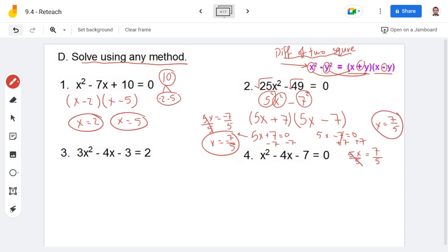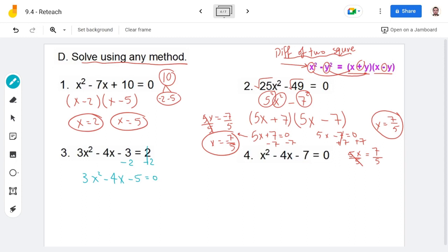Now, let's try to do question number 3. Let me change the color. Okay, look at question number 3. It's not in the quadratic or standard form, so I have to rearrange it in standard form. So it will be negative 2 on both sides, negative 2, negative 2. So I cancel this 2 out. So 3x squared minus 4x minus 3, minus 2 is equal to negative 5, equal to 0.